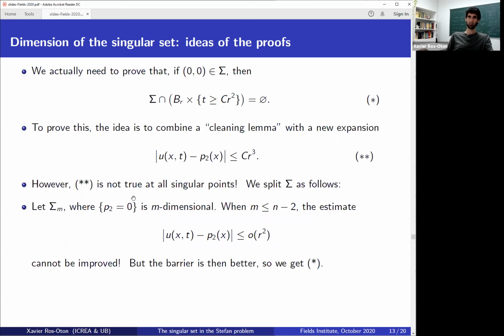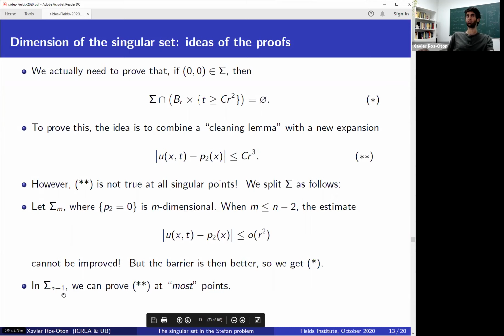Okay, so in this case, then we are okay, even if we cannot prove any expansion. This is interesting because if you think about the strategy of taking u minus p2 and so on, that I will describe in a second, in all this set, this is hopeless and you get nothing new. You get just the same estimate. Okay, and then in the most important case, which is the sigma n-1, this is the biggest piece, the biggest chunk of the singular set. Okay, and then in this piece, we can prove the expansion at most points.